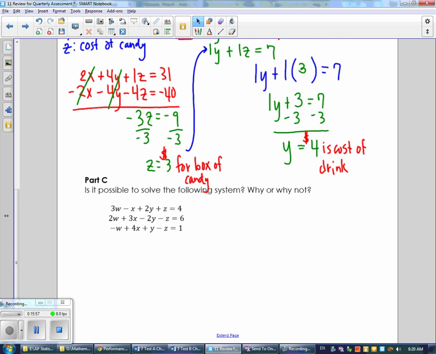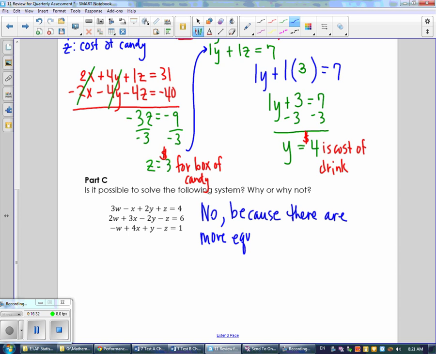you're given a system, and notice this time your system involves 4 variables, w, x, y, and z. And the question is, is it possible to solve this system, why or why not? And one of the things you need to remember is that we need to have the same number of equations as we have variables in order to find a solution. And so because we have more variables than equations, this system cannot be solved. Oops, more variables than equations is what I meant to say.